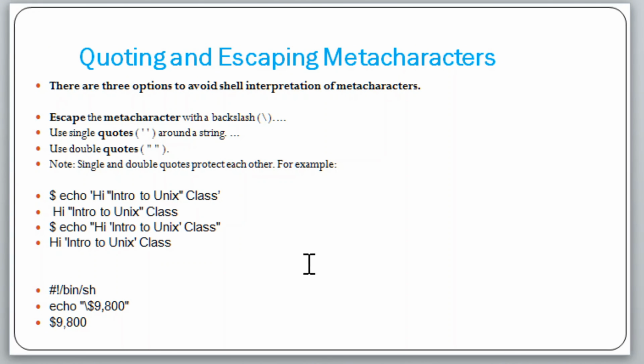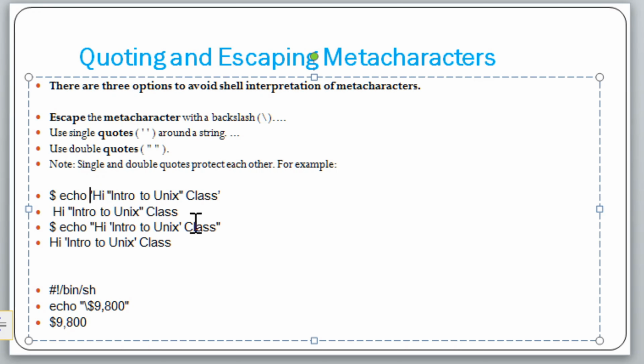So next we're going to look at quoting and escaping meta characters. There are three options to avoid shell interpretation of meta characters. We can escape meta characters with a backslash, we can use single quotes around a string, or we can use double quotes around a string. Now take note, single and double quotes protect each other. If we look at the examples below, we do echo 'hi "intro to UNIX class"'. So we have single quotes on the outside and double on the inside. When we do that echo, it's going to say hi, and it's going to keep the double quotation marks there. Hi, "intro to UNIX class".